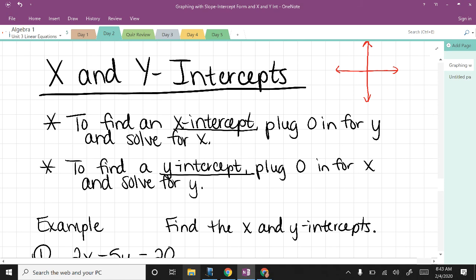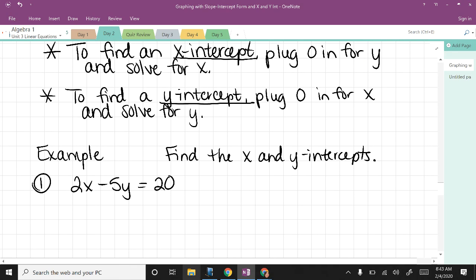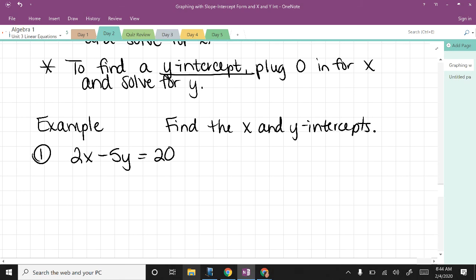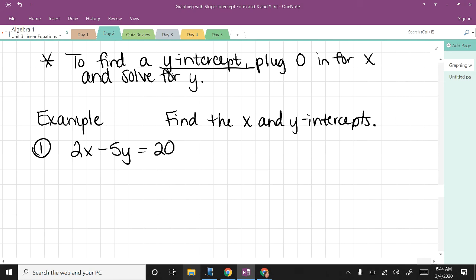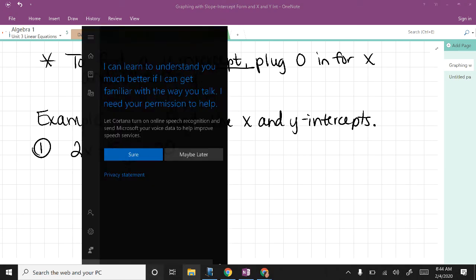All right, here's an example. I'm not graphing this one. I'm just going to practice finding the intercepts. So there'll be some on your practice today that you don't even have to graph. You just have to find the x and y intercept. So here's the equation. 2x minus 5y equals 20. Now I'm going to ask that when you find these intercepts that you label your work. Okay? Label your work.